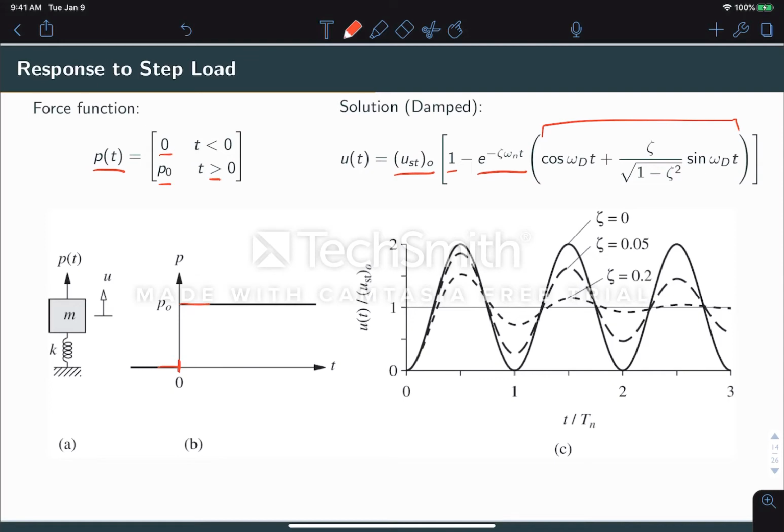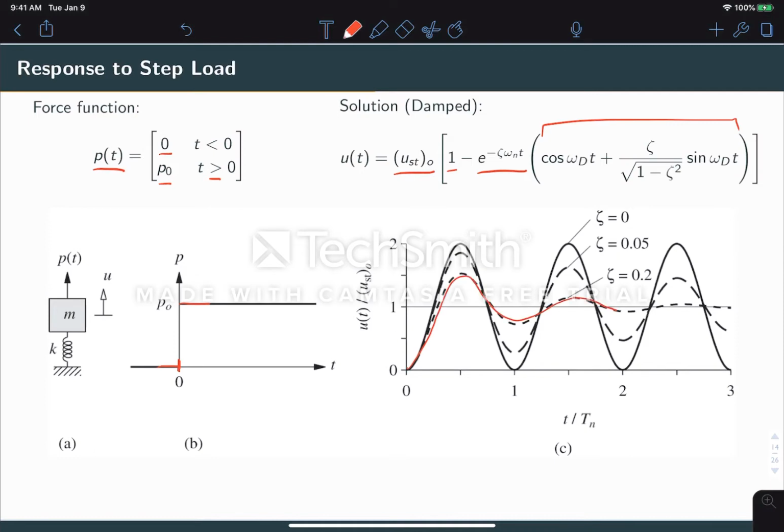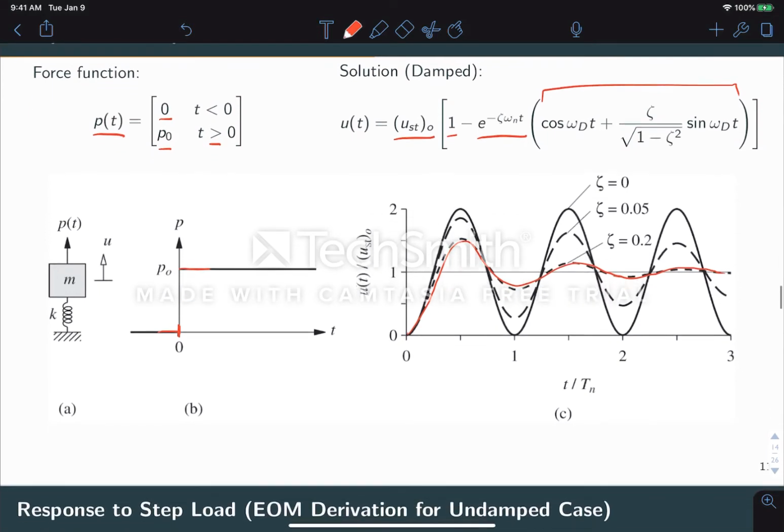And that's exactly what we see in the illustration. So we see that the response starts at 0, but then ends up oscillating around the value of 1. Right? That's because we have a constant force applied throughout the time. So essentially what we're doing is we're shifting the point of equilibrium for the free vibration. Okay, so let's see how that response is obtained.